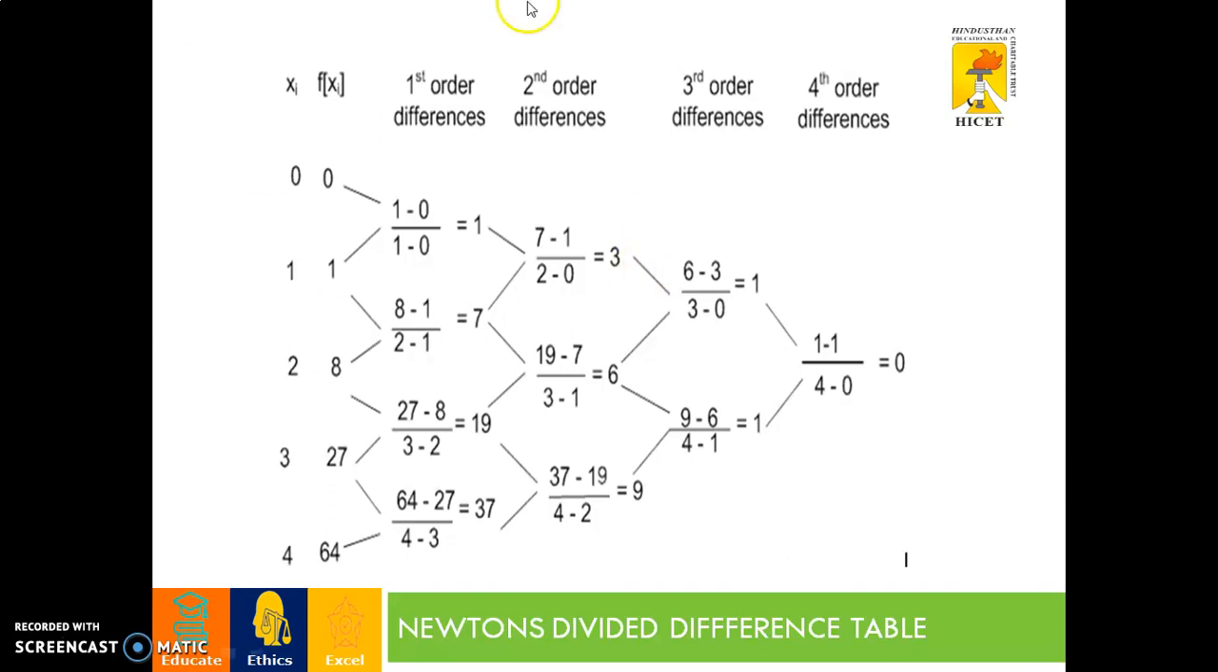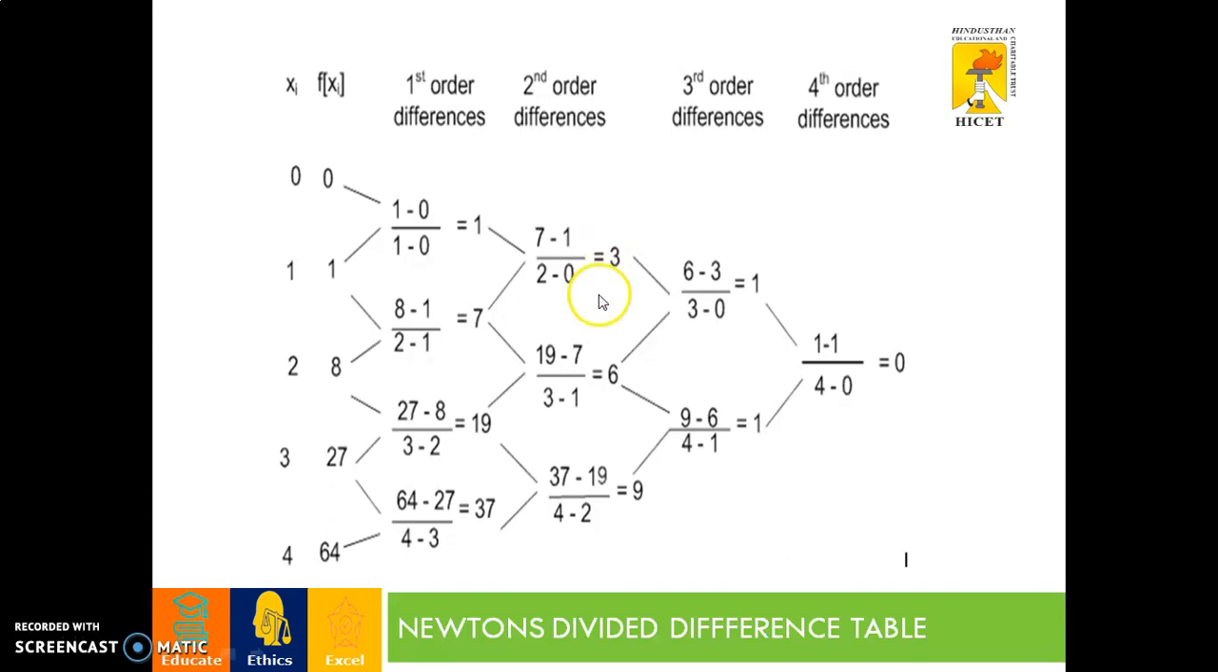Let us see how to form the first order differences. Subtract: 1 - 0 divided by 1 - 0, then 8 - 1 divided by 2 - 1, 27 - 8 divided by 3 - 2, then 64 - 27 divided by 4 - 3. This is our f(x0, x1), or delta value.